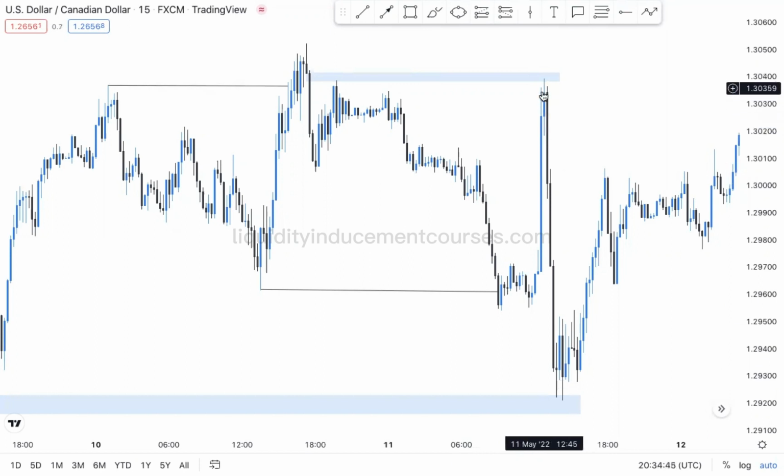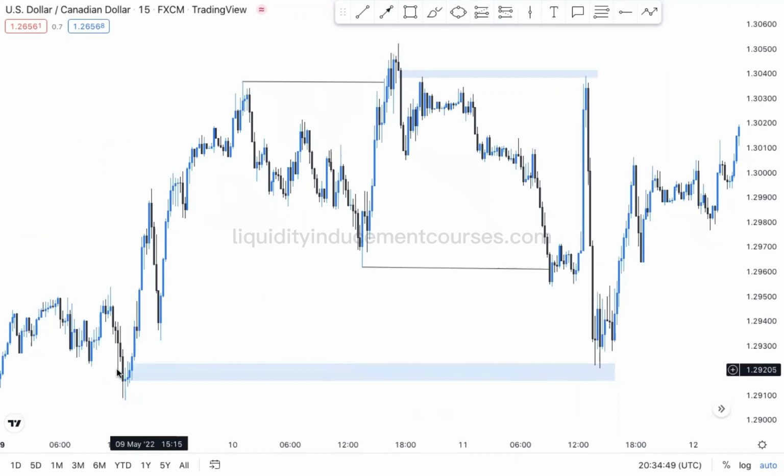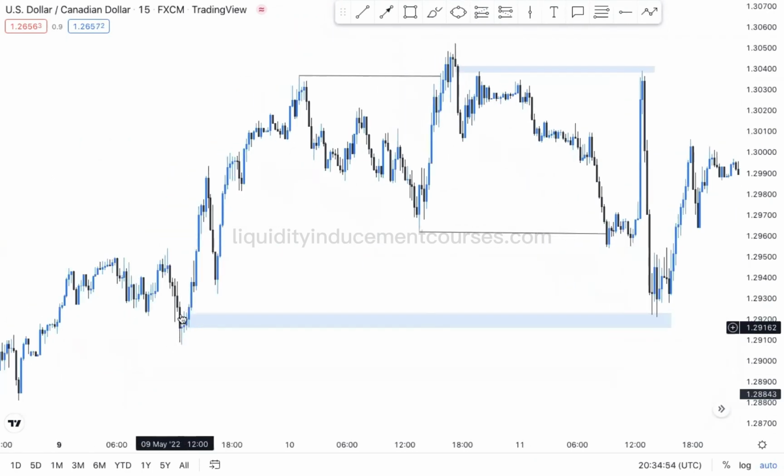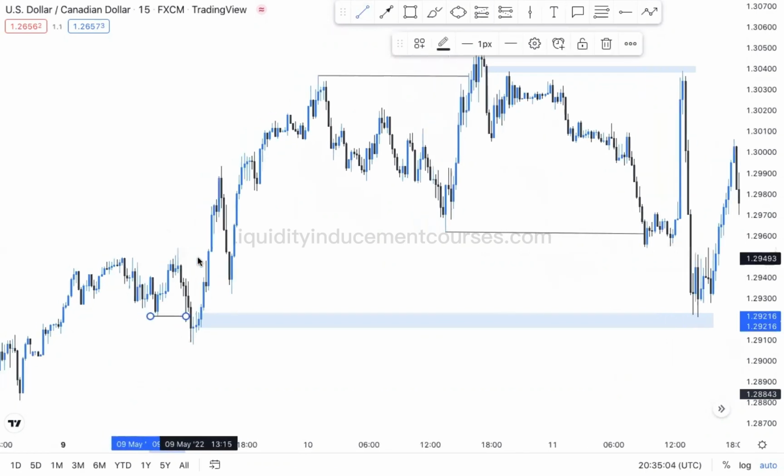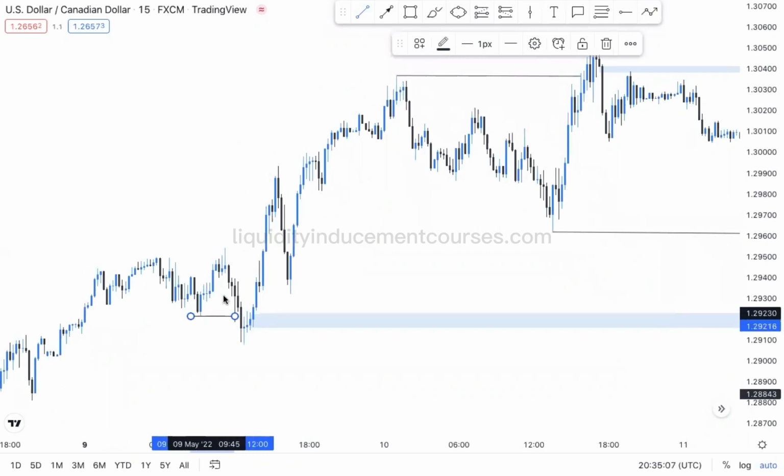So this was a quick move to the downside, okay? Back here to mitigate what? This level of what? Demand. Now, the same thing happened here. The same thing that happened here is what happened here. This was our RTO, this was our stop hunt, right? And this was our break of structure.